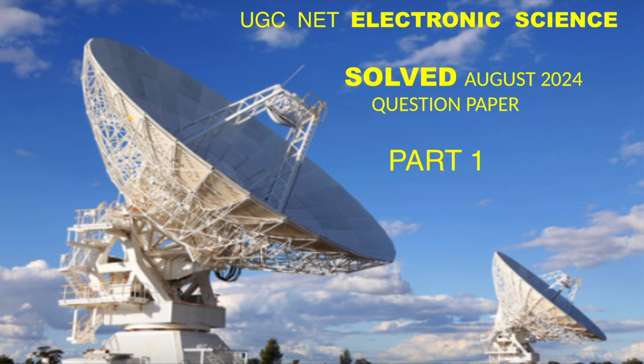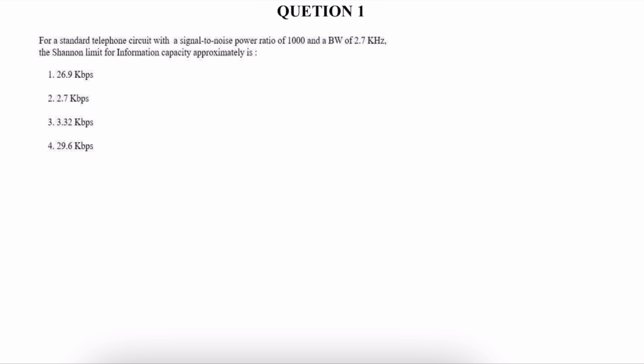Hello everyone. We will see the solutions for UGC NET Electronic Science question paper for the examination held on 21st August 2024. First question: for a standard telephone circuit with signal to noise ratio of 1000 and bandwidth of 2.7 kHz, the Shannon limit for information capacity approximately is given.